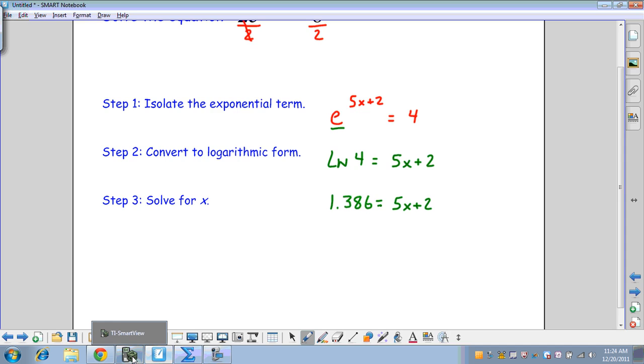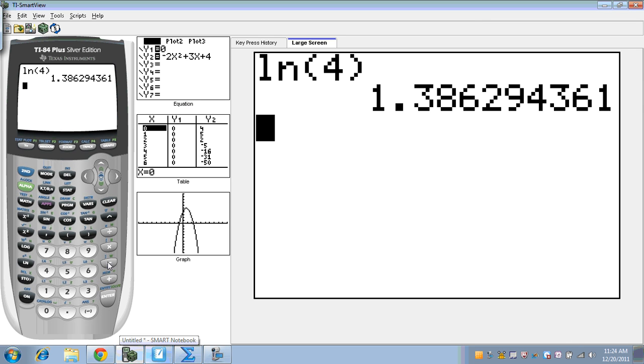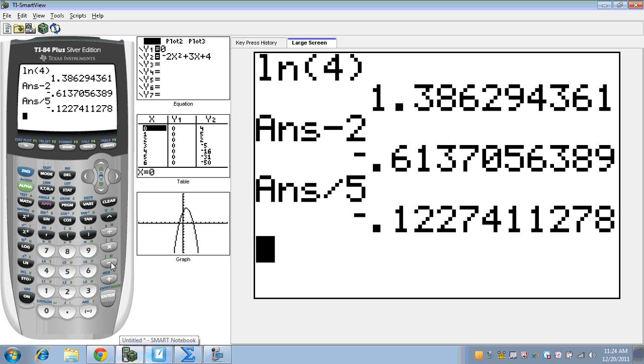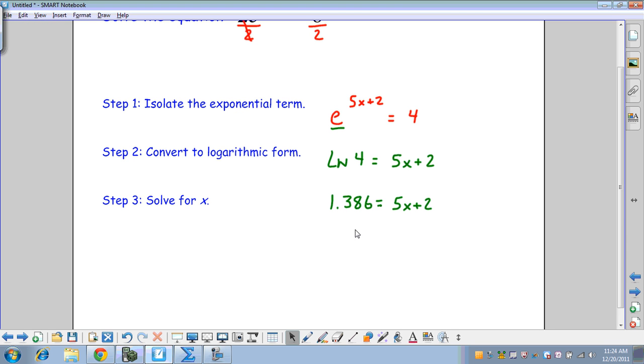And to finish this out, I'm going to stay on the calculator. I'm just going to subtract 2 and divide by 5. Again, I'm going to do that on the calculator. So I'm going to subtract 2 and then divide by 5. Minus 2, divide by 5. And I'm done. So my answer here is negative 0.123.